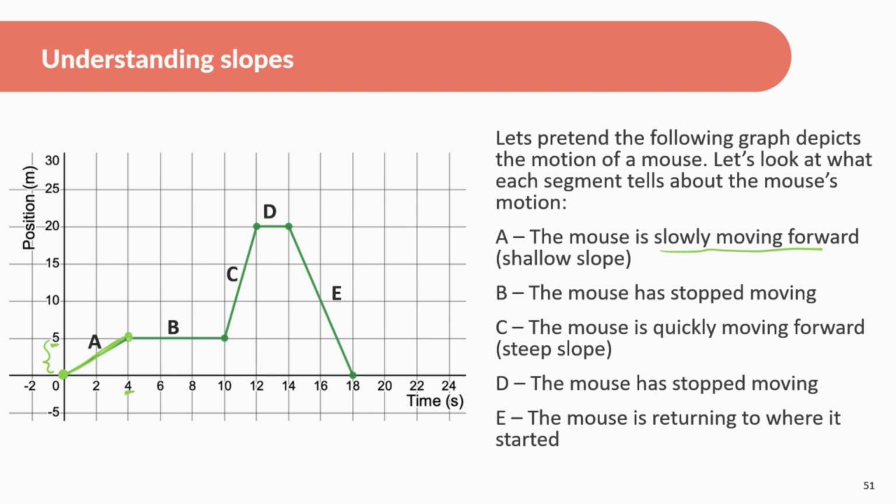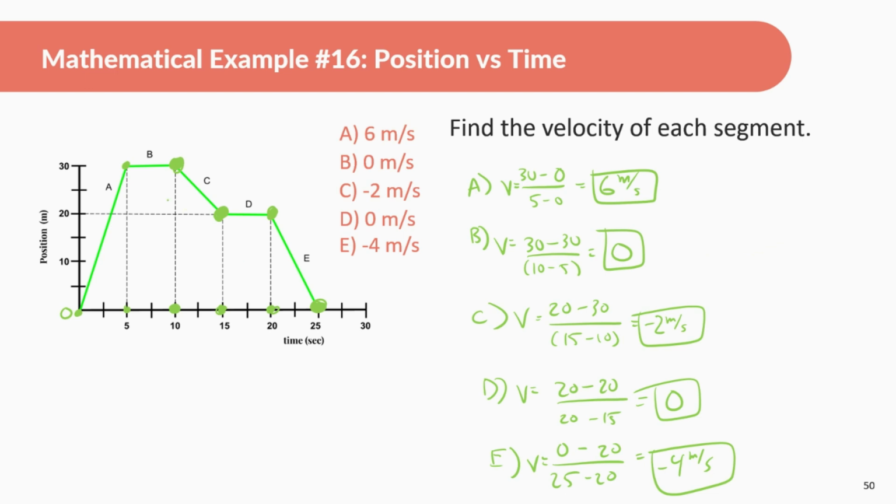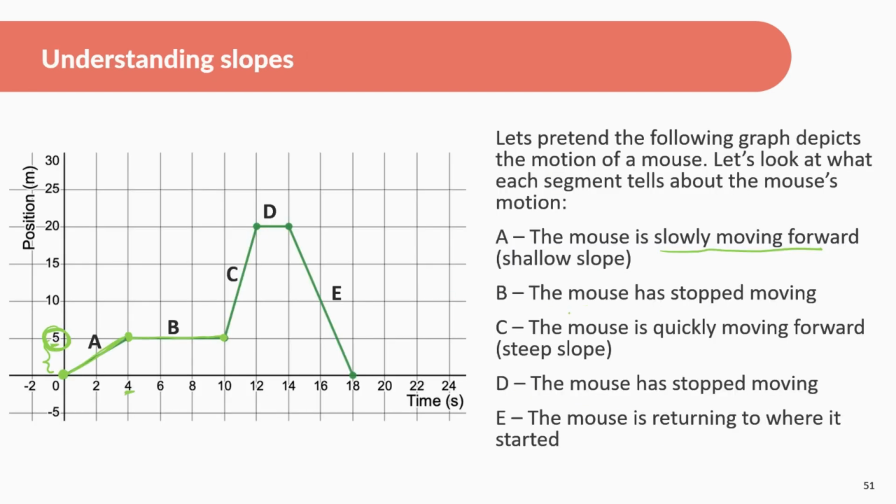Part B over here, we can see that it's a flat line. And this flat line should show us that it's staying at position 5 meters. So it's not moving up or down. It's not moving at all. And if we look at the other graph, parts B and D also had this flat part, and we can also see that it's not moving. It's going 0 meters per second. So the mouse has stopped moving.